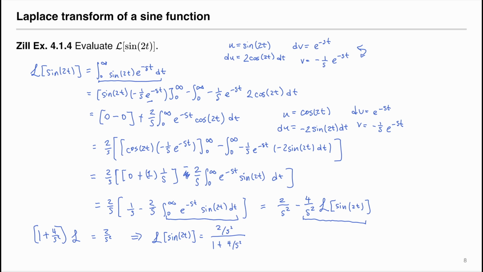Then to simplify this, multiply by 1, a common trick, so top and bottom multiply by s squared. I have changed nothing. And then at the top I have 2. At the bottom I have s squared plus 4. And this is the Laplace transform of sine of 2t. And in the derivation, we have a constraint on s.